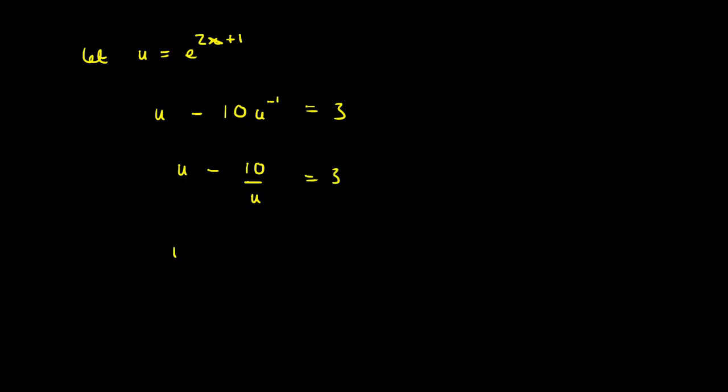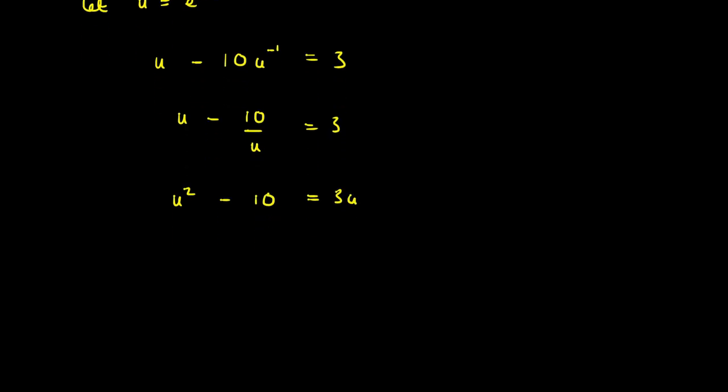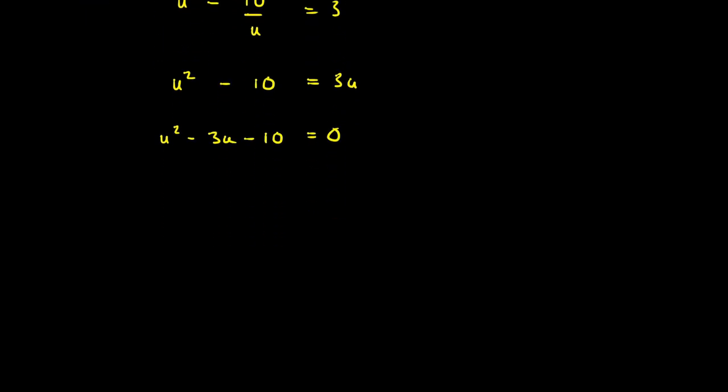And so then if we multiply through, u squared minus 10 is equal to 3u. So I multiply everything through by u to get rid of this u on the denominator. Then I get u squared minus 3u minus 10 is equal to 0, and that is a quadratic which we can solve. And if we solve that, we get u minus 5, u plus 2.